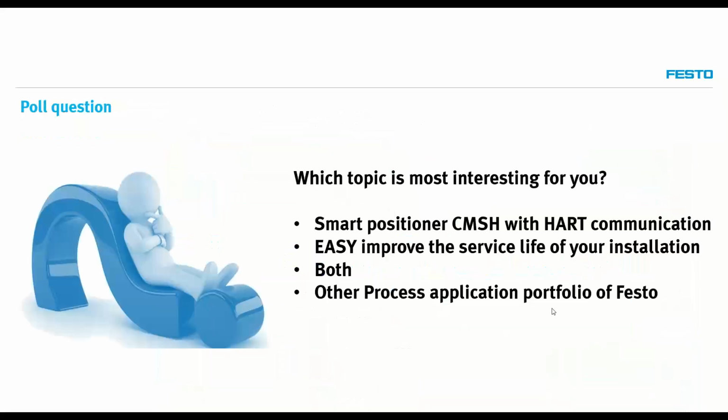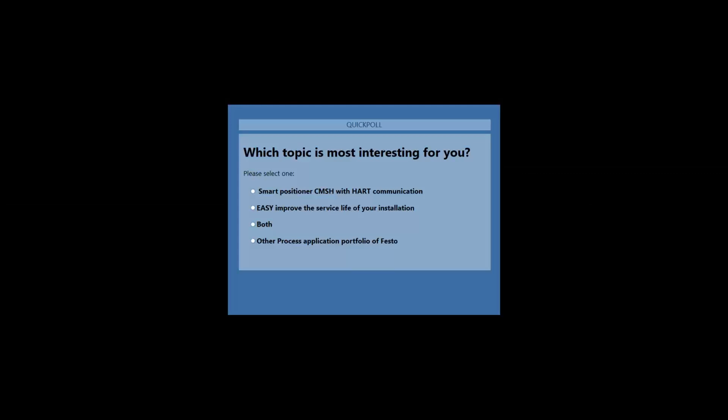So this brings me to the last part of today, our poll question. And maybe Nizar, you can start it. What was most interesting for you? Maybe you have both options, because then also we can follow up with you and discuss how our knowledge and support can benefit your installation, both on the smart positioner with the CMSH and the modular concept, or on improving your air quality design with filter regulators, defining standards, and interesting technologies for control cabinets eventually. Thank you very much, and looking forward to your answers.